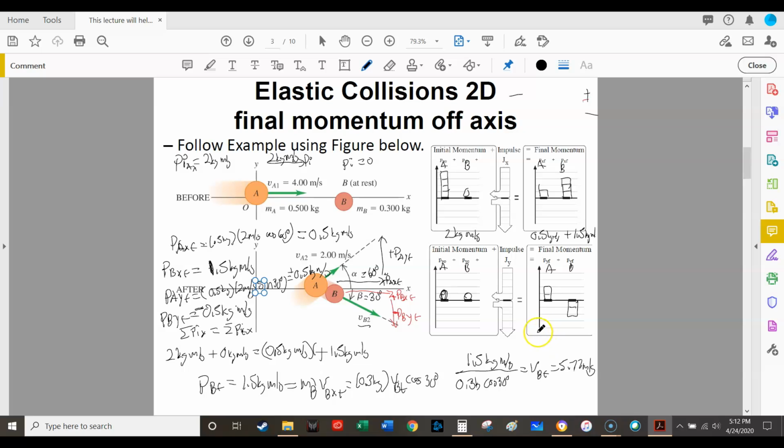And what that means is this is going to be positive 0.5 kilogram meters per second minus 0.5 kilogram meters per second. That's the overall velocity in the y for object B final. So this is how you reason through these problems. These momentum bar charts are really powerful in solving these problems. So that's an example of a 2D elastic collision problem from off-axis.